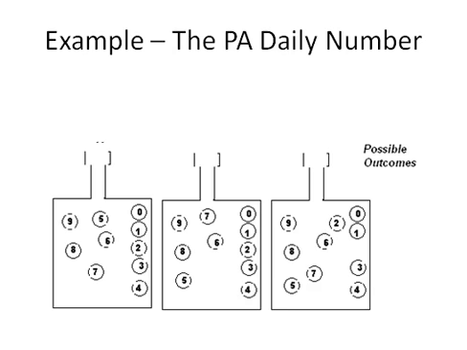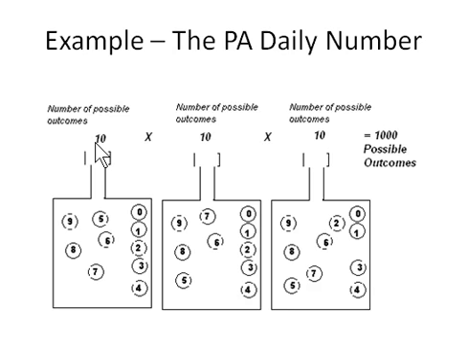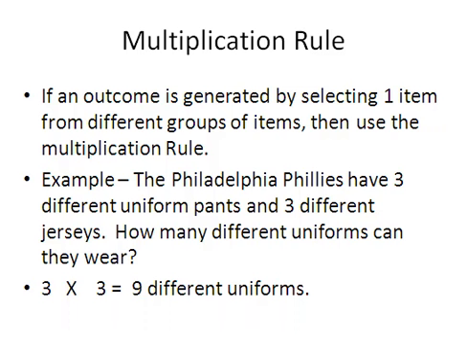Well, there are 10 different ways that outcome 1 could happen. The ball could be drawn from bin 1. And then with every ball in bin 1, there's 10 different outcomes in bin 2 that are possible. And then 10 different outcomes in bin 3 that are possible. So we're going to multiply 10 times 10 times 10 and get 1,000. There are 1,000 different daily number possibilities. So this is what's known as the multiplication rule.